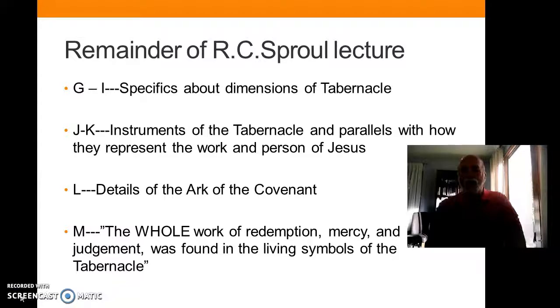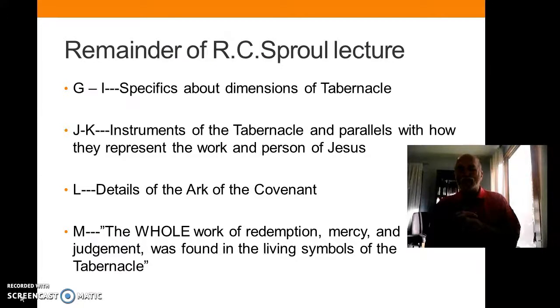So lastly, here we have the remainder of what is on R.C. Sproul's lecture. In section G through I, there are specifics about the dimensions of the tabernacle. You will see in there, if you want to, very precise issues that God directed the people to do. In J through K, it talks very much about unique instruments that were to be used by the priest during the worship service, and all of those instruments have a particular image and a representation of the work and the person of Jesus, as we look back from now at those particular instruments. Letter L deals with the details of the unique particular Ark of the Covenant, in which was stored manna, and also the actual tablets that the people will be given for the Ten Commandments.